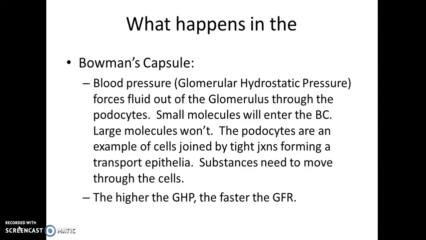Now the fluid that is forced out will travel to the podocytes, which are the transport epithelia. Small molecules can enter the Bowman's capsule. Large molecules don't. If you have large molecules like proteins in your urine, you have a problem with your kidneys. You really do. The podocytes are an example of cells that are joined together by tight junctions, so the materials have to move through the cells, not between the cells. So remember, the higher the glomerular hydrostatic pressure, the greater the glomerular filtration rate.